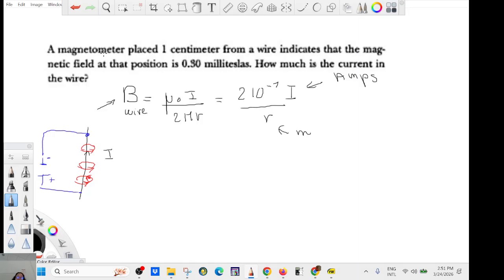So a magnetometer measures the magnetic field, placed 1 centimeter away from the wire, so R equals 0.01 meters. You have B, which is 0.3 times 10 to the negative 3 Tesla. How much current? So I equals question mark. Just plug it in. Make sure that you have this equation in your equation sheet. Can you plug it in?